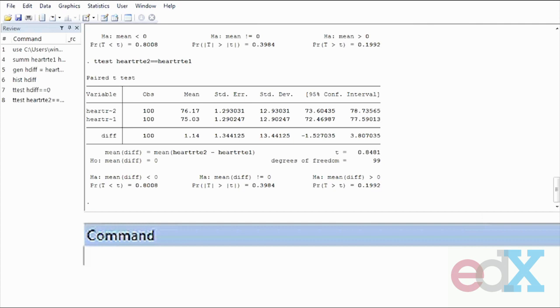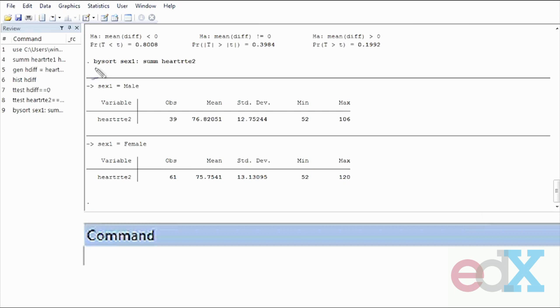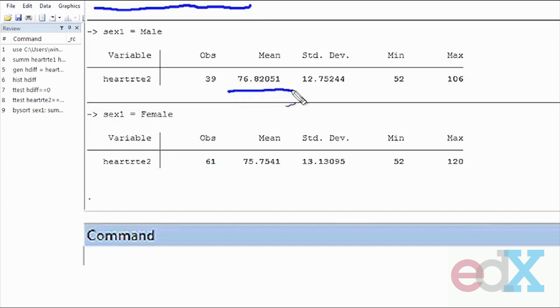So we can do this through the use of the by sort command. So type in the following command. If you type in the command bysort sex1: summarize heartrate2, we'll get the summary statistics by sex for heart rate 2. As you can see, for men the mean is 76.8, and for females the mean is 75.7. Standard deviations are a little different, ranges are a little different, but close enough.